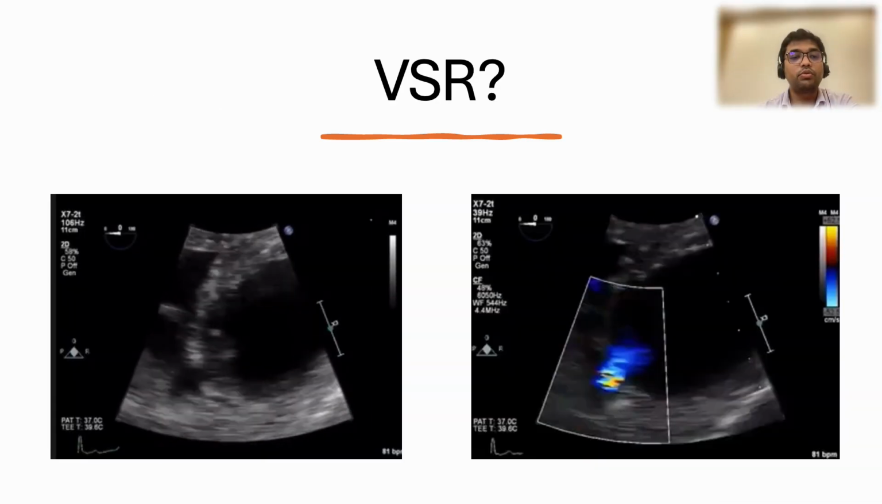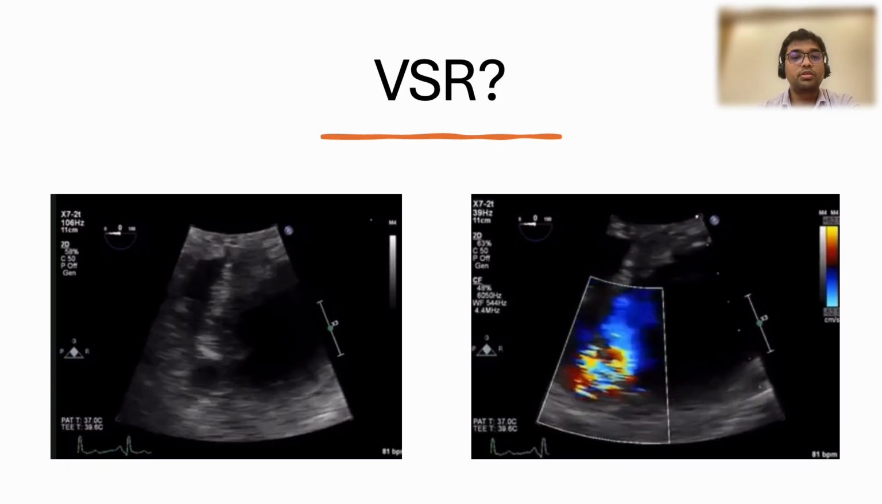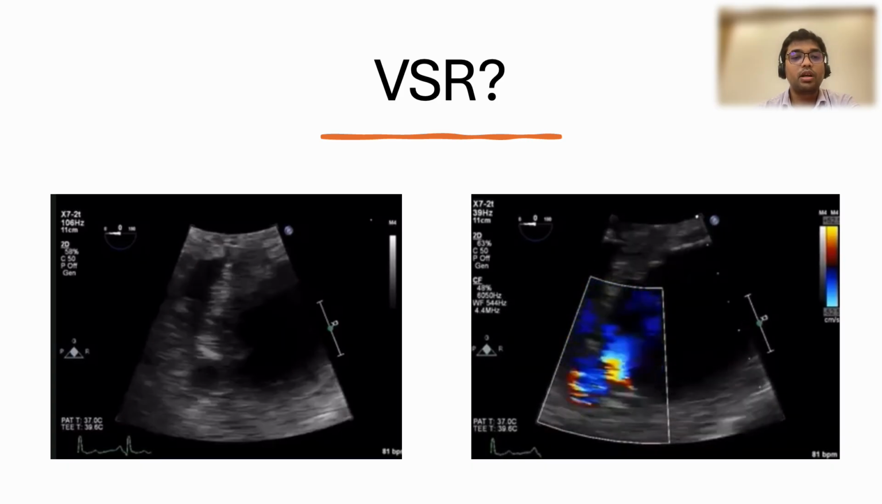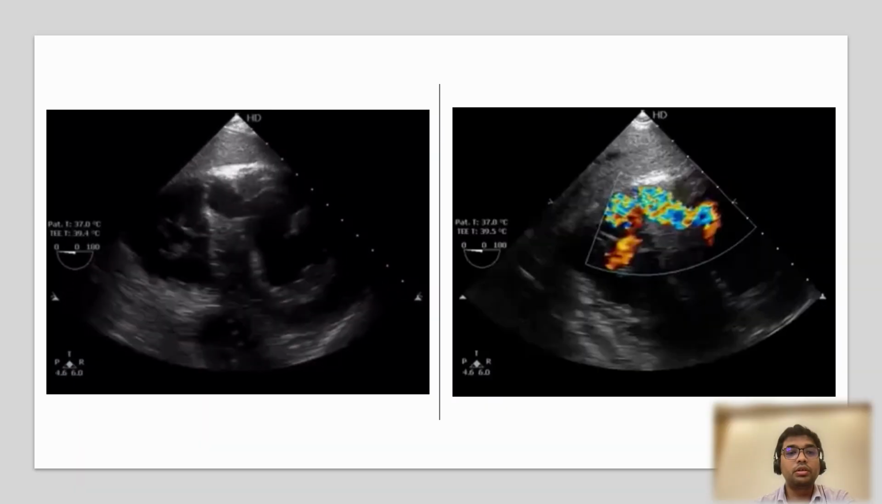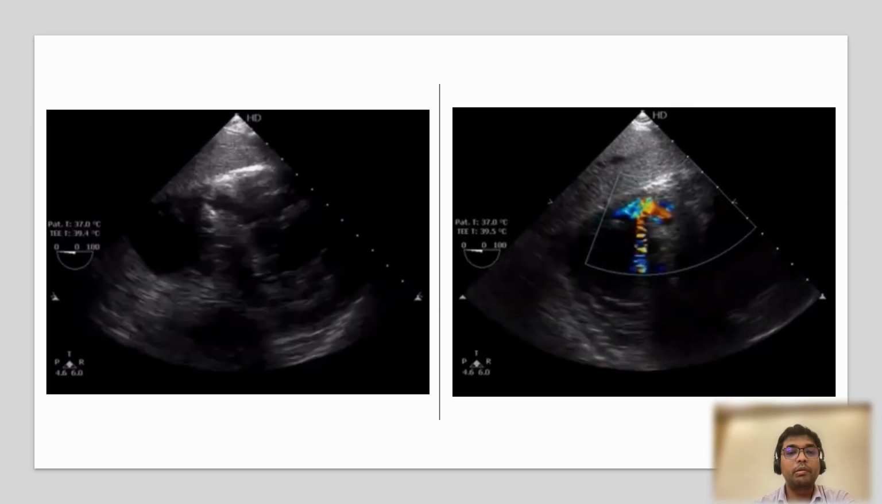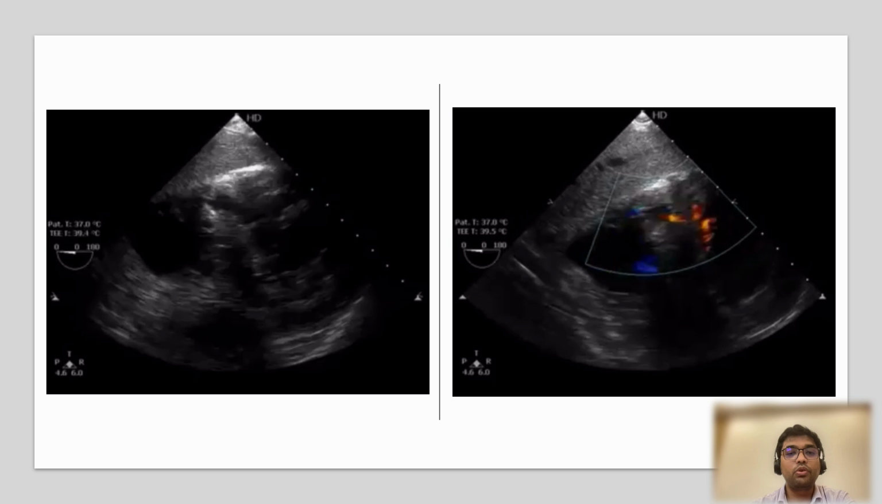In a short axis view, transgastric mid-papillary short axis view, you can see there is a gap in your anteroseptal wall. Now this is a proper gap that we are able to see, and in the same video with the colored Doppler, you can see the flow through the VSR.